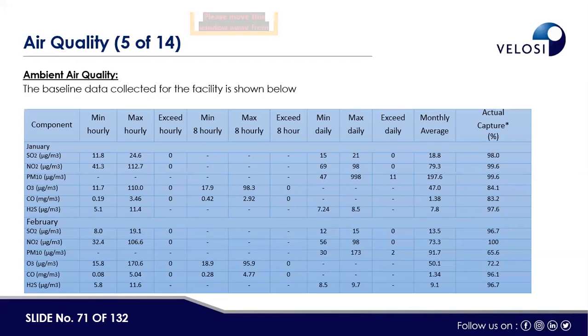So each month we have collected the data for all these criteria pollutants, and we can see what the monthly average of these pollutants is, what the daily exceedance is, what the maximum daily and minimum daily concentration of these pollutants are, and then what the maximum 8 hourly and minimum 8 hourly concentrations are, then what the maximum hourly and minimum hourly concentration of these pollutants are in the month of January and in the month of February.